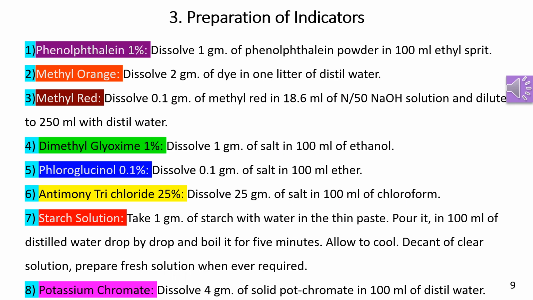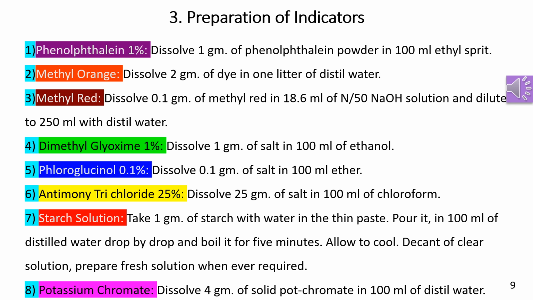Preparation of indicators. There are different indicators which are used in the manufacture of vegetable ghee. So how can we prepare this type of indicator? In this slide you will learn about the preparation of indicators.